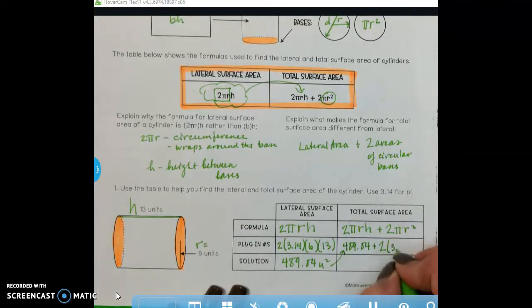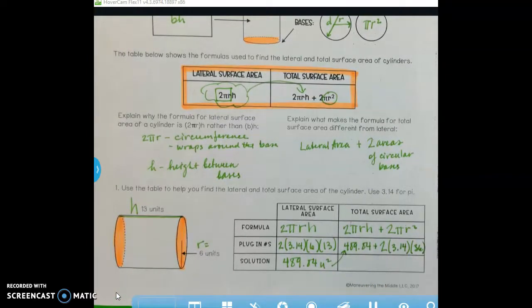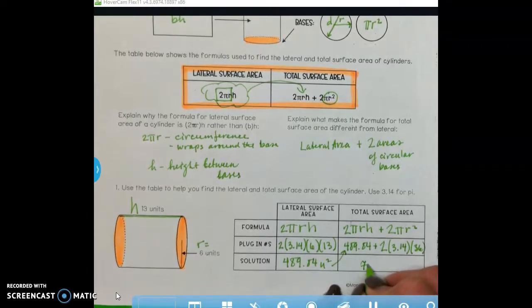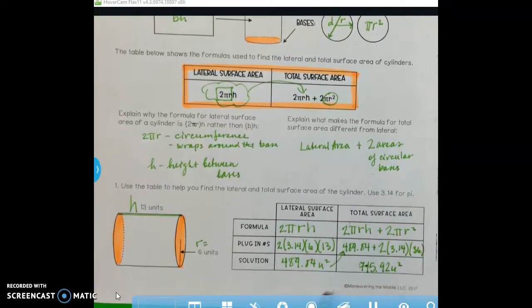That's our lateral area plus, and now we can plug in the rest of the information. 2 times pi times 36. So 36, where did this come from? 36 comes from the radius value being squared. And that gives us the total area of 715 and 9/200 square units.